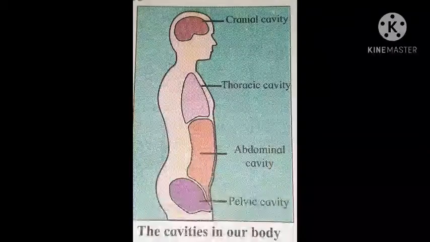For example, the network of blood vessels carries blood throughout the body. The air which we breathe is carried to all parts of the body by means of blood. The food we eat is digested. So digestion is also carried out through many internal organs.